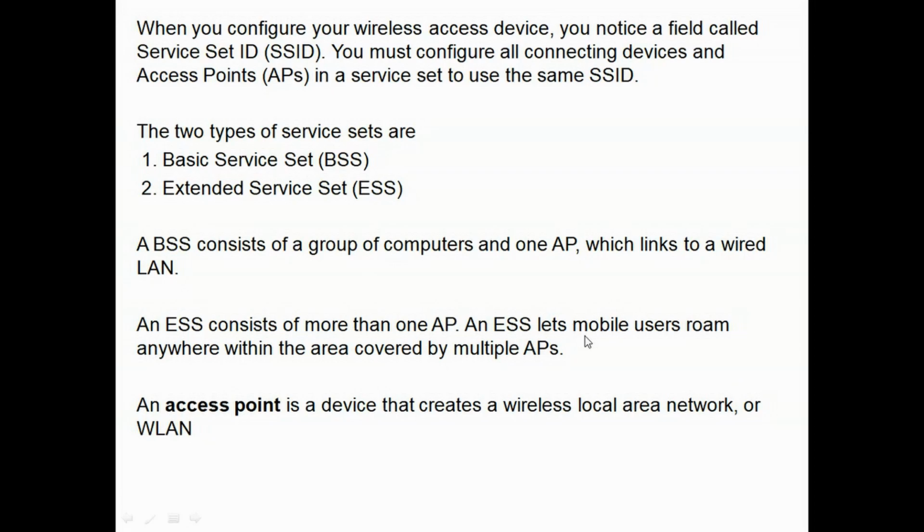So in ESS, mobile users can roam anywhere within the area covered by multiple access points. Now what is this access point? An access point is a device that creates a wireless local area network or WLAN. Hope the concept is clear.